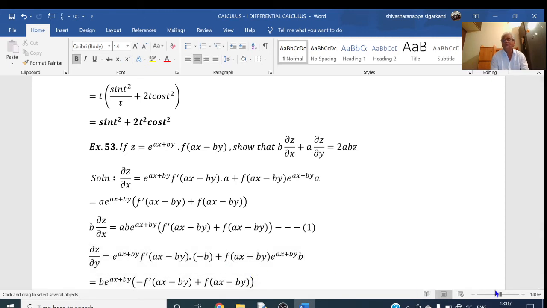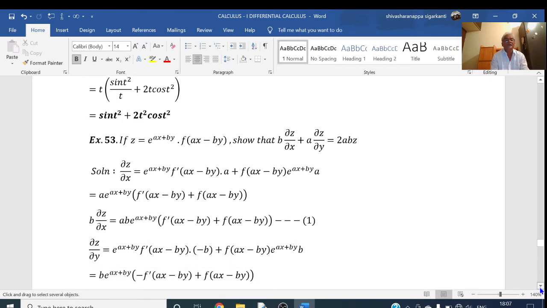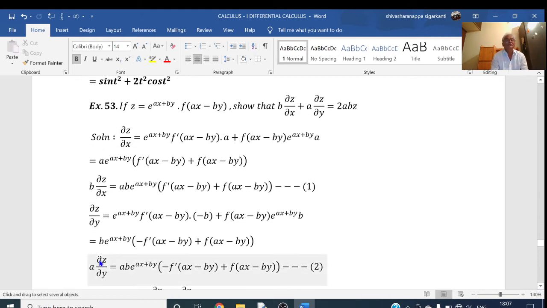To this, I will multiply by a. Then I get a ∂z/∂y equal to ab e^(ax+by)[−f'(ax−by) + f(ax−by)]. I will take this as equation 2. The left hand sides of 1 and 2 are b ∂z/∂x and a ∂z/∂y. So we have to consider relation 1 plus relation 2.